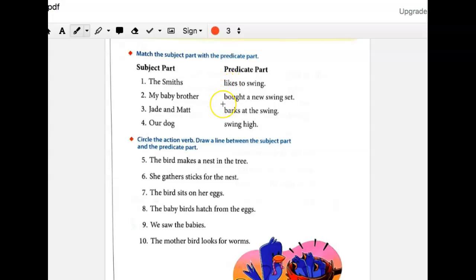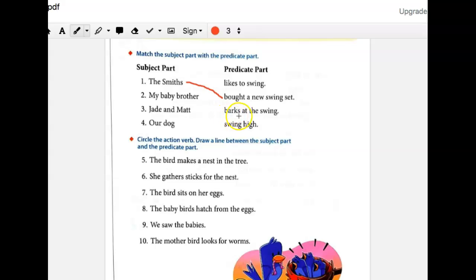So let's move on. The Smiths bought a new swing set. That makes sense. Let's see if it makes sense with the other predicate parts. The Smiths barks at the swing.